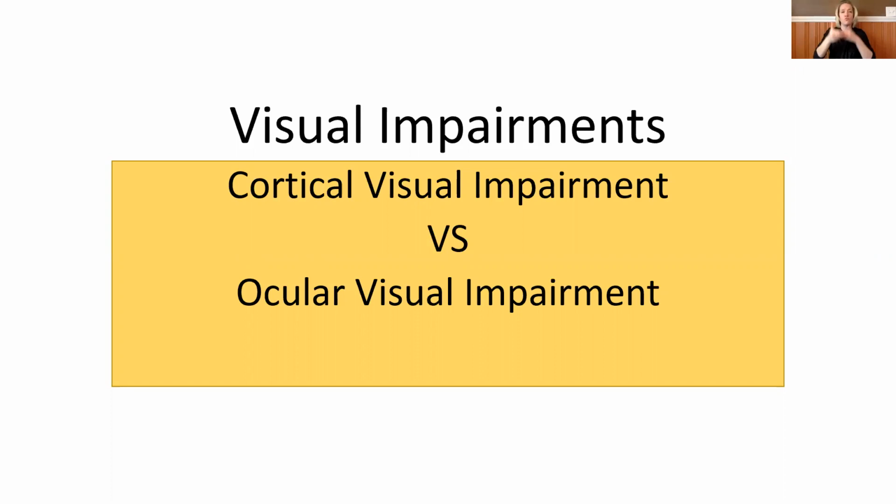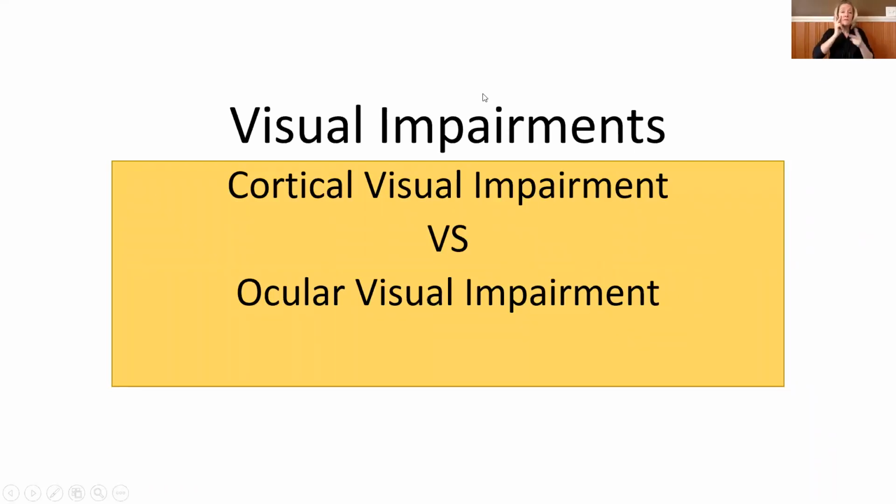And just like our previous participant commented, it's about what happens in the brain, about how our brain interprets the information that's being sent to it. We know that CVI can happen in isolation, or it can happen in conjunction with an ocular visual impairment. So you can have just an ocular visual impairment, just a cortical visual impairment, or a combination of the two. And we also know that when provided with the correct modifications and interventions, our students with CVI, their functional vision can improve.